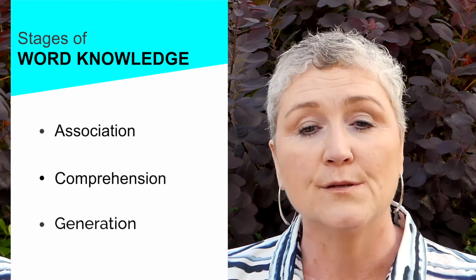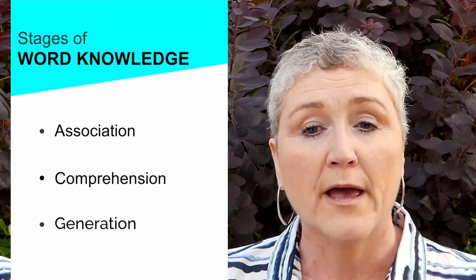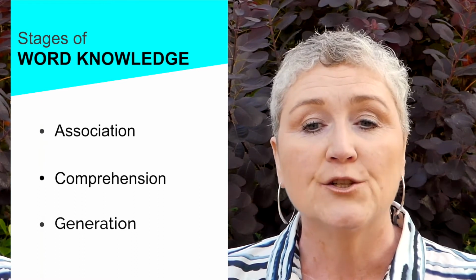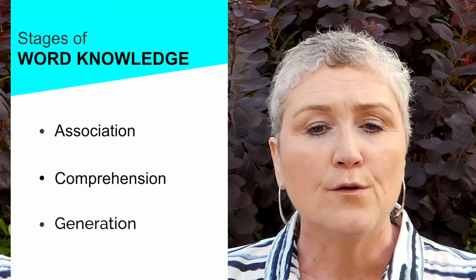Stahl, 1986, suggested 3 stages of word knowledge along a continuum. Those stages are association, comprehension, and generation. What do you think these 3 stages mean?